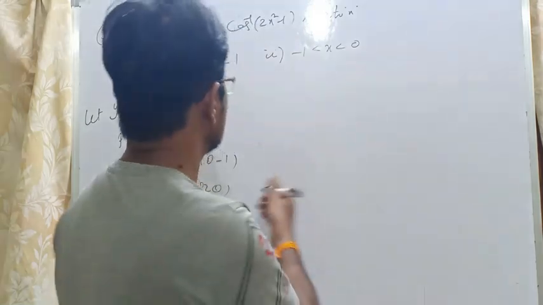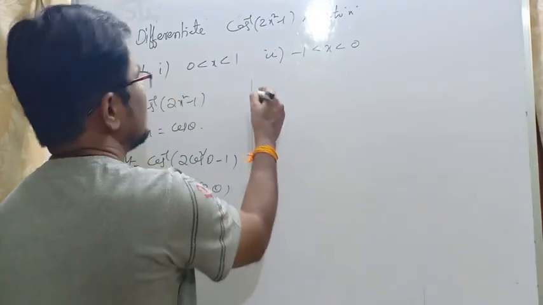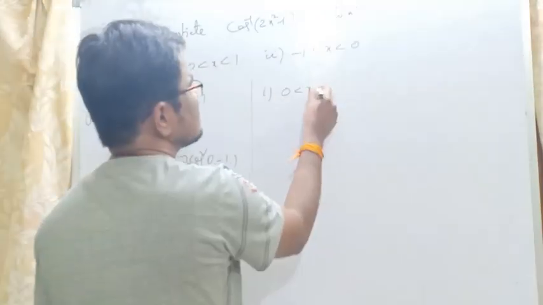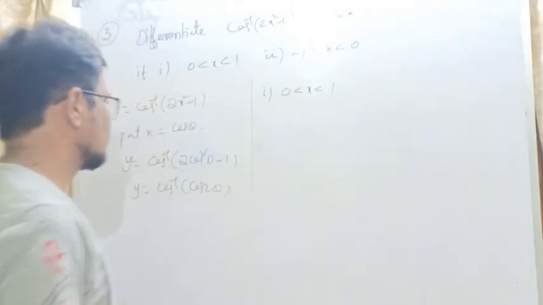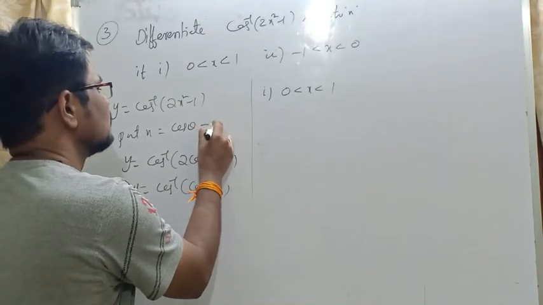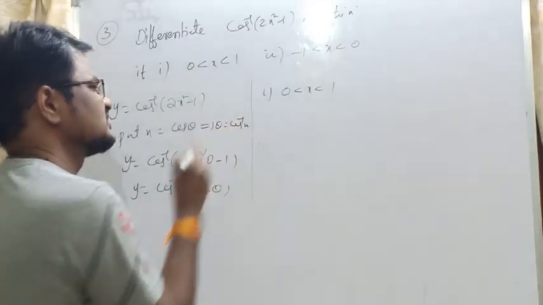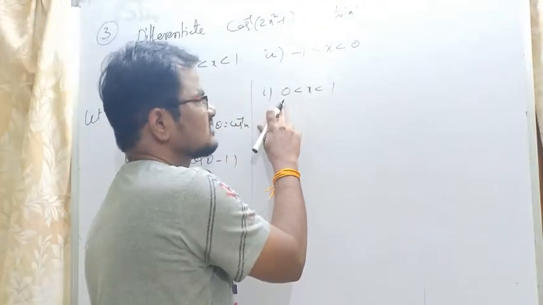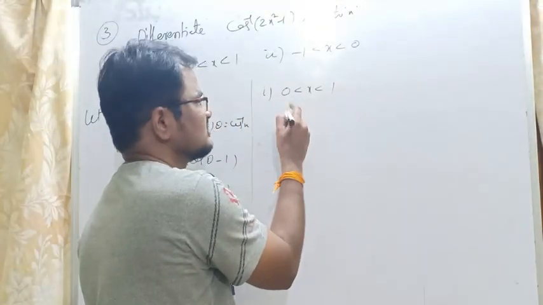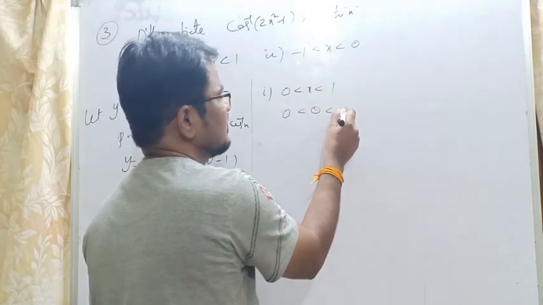So according to the condition, we have to simplify that one. First one is 0 less than x less than 1, right? Now apply here theta equal to cos inverse x. Apply cos inverse on both the sides. So cos inverse of 0 is pi by 2, cos inverse of 1 is 0. Means 0 less than theta less than pi by 2.